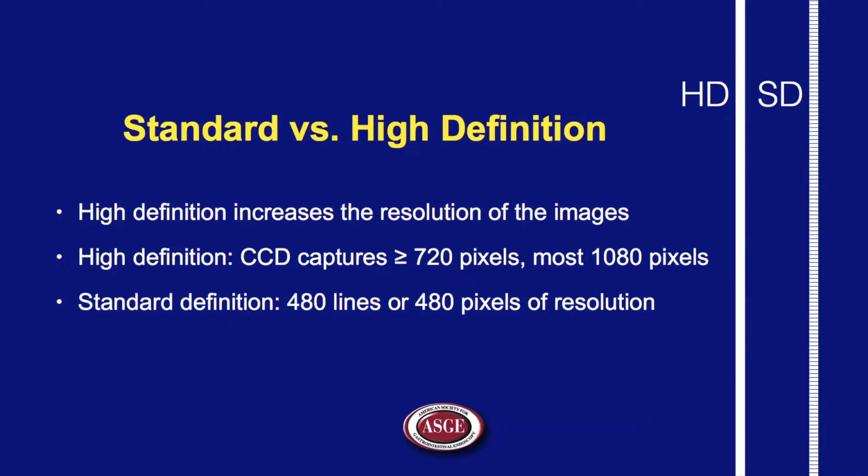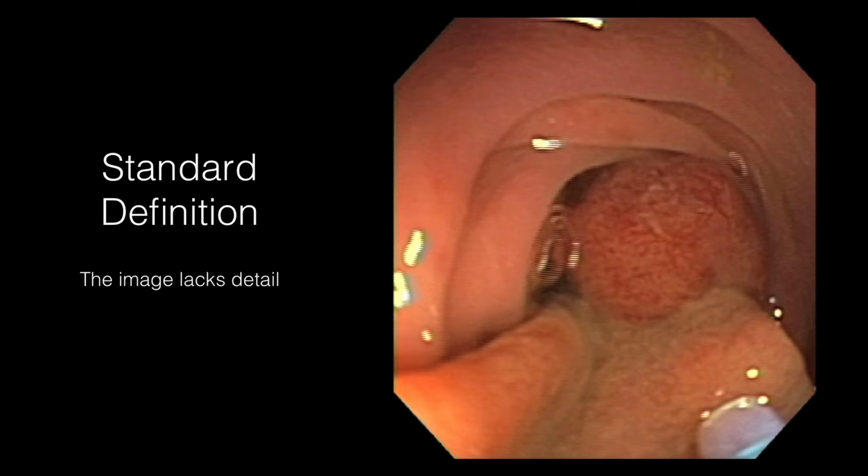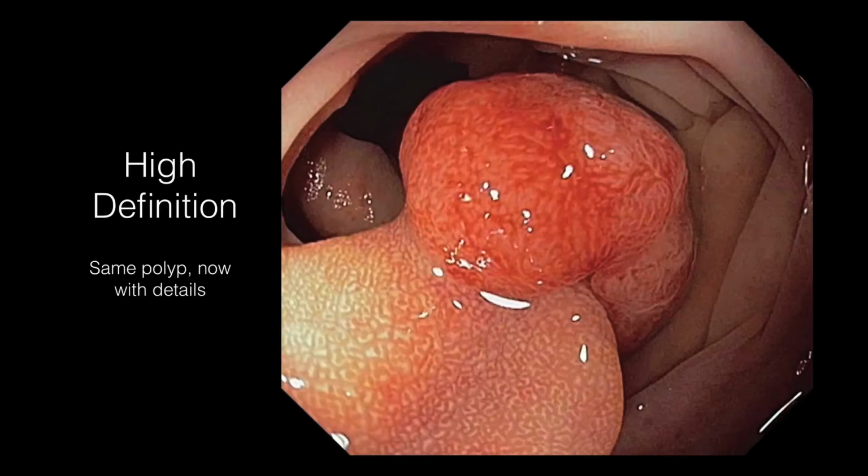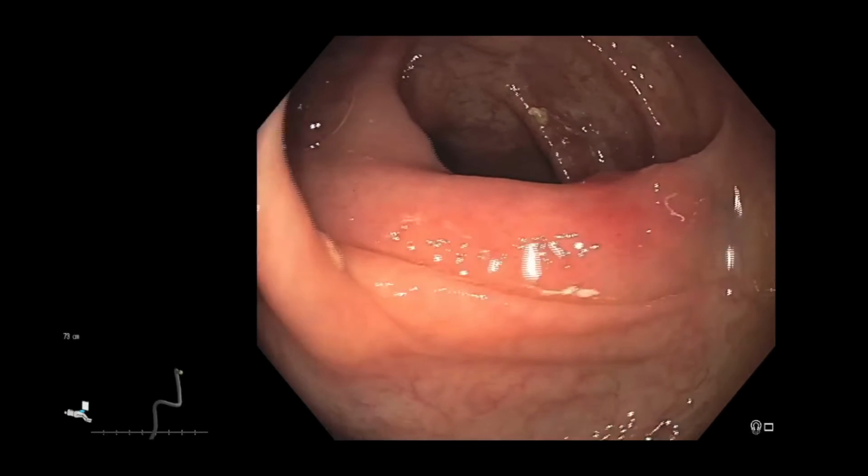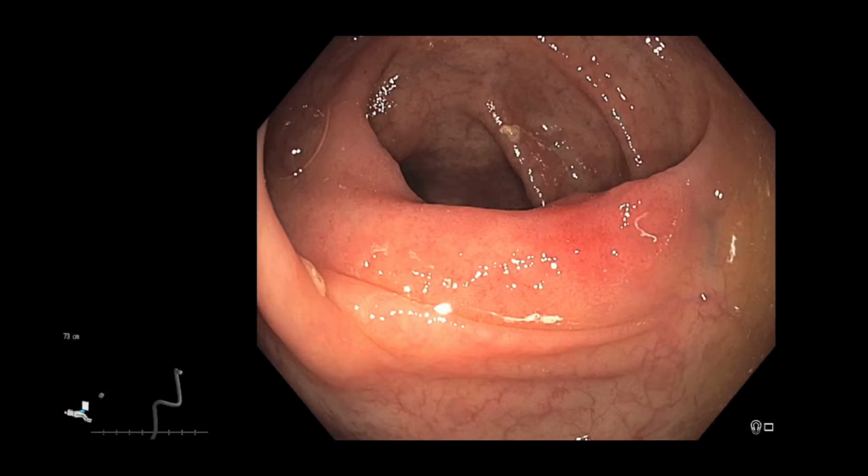In high definition, the line is solid, and in standard definition, it is dashed. Here, in standard definition, the image of this polyp lacks detail. High definition shows the same polyp, now with more detail. However, the greater detail does not particularly highlight the contrast between the normal and abnormal mucosa.